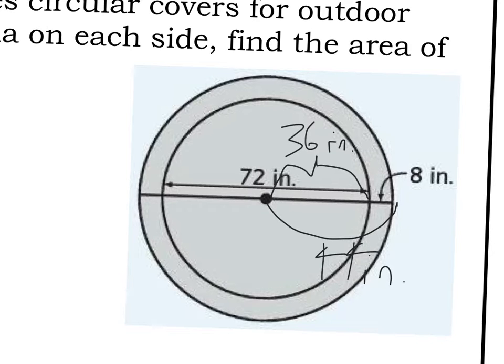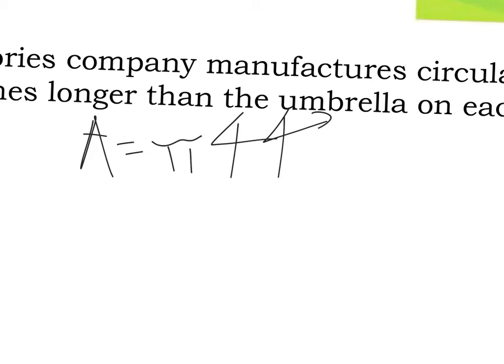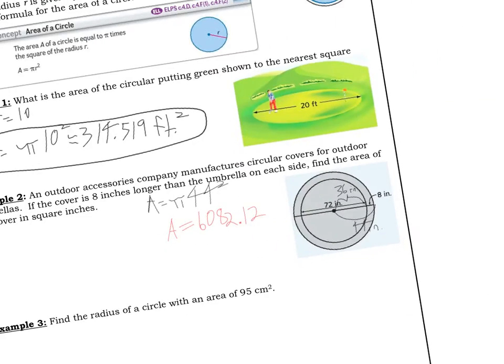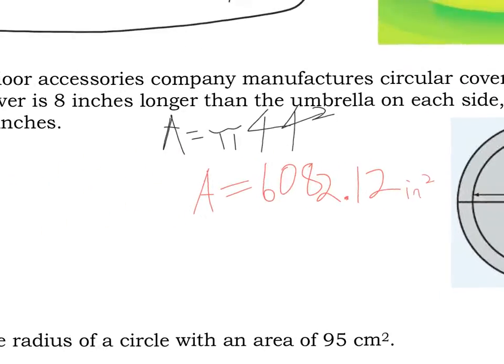So now I'm just doing pi times 44 squared. Area equals pi times 44 squared. So type that into your calculator, and you're going to get that the area is approximately 6,082.12, oh wait, it's not feet, it's inches squared. Inches squared. Okay? And that's all there is to that one.